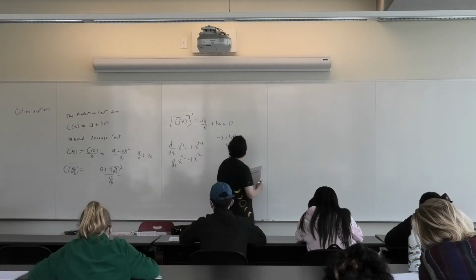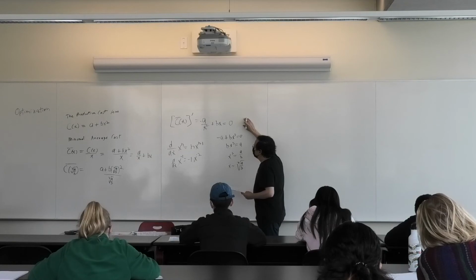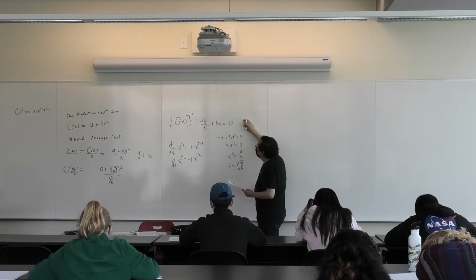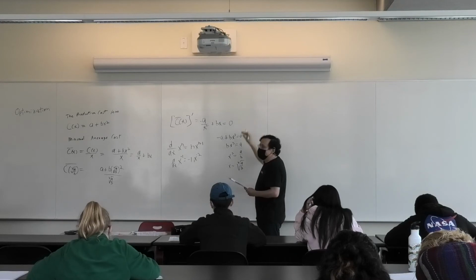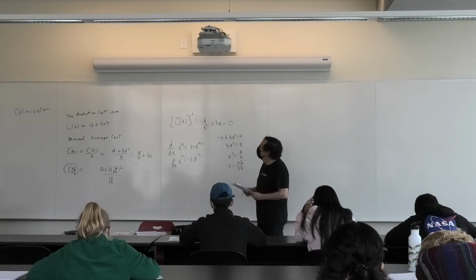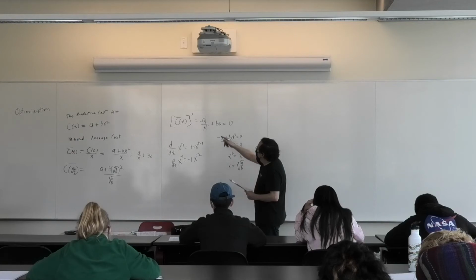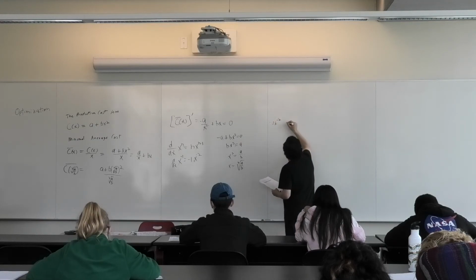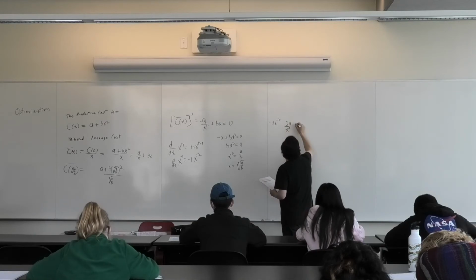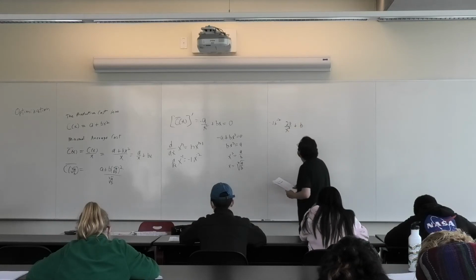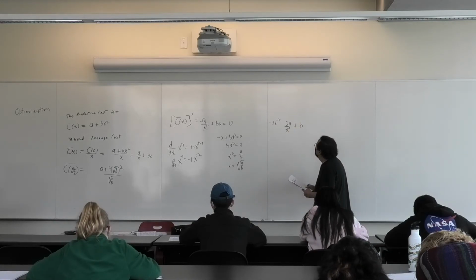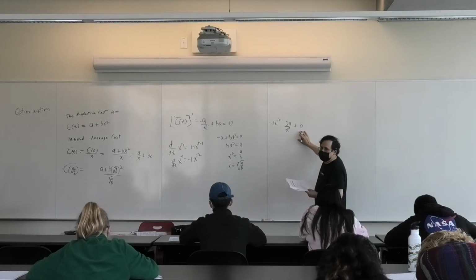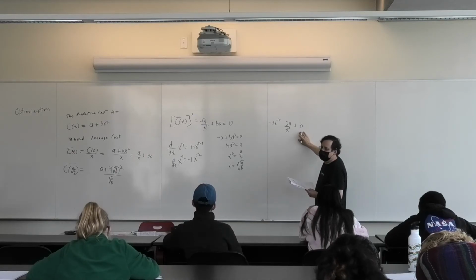The question comes up, is that a minimum or a maximum? So we want to find the second derivative. The second derivative of negative a times x to the minus 2 is going to be 2a over x cubed plus b. And since a and b were presumably positive, that shows this is a minimum.